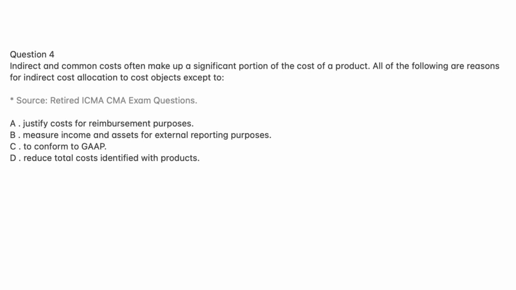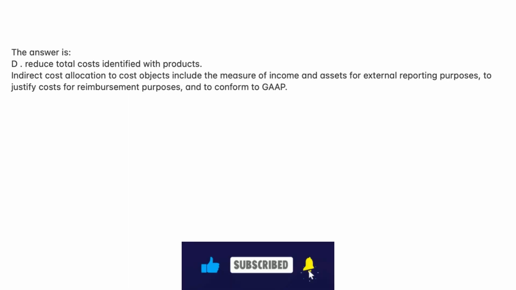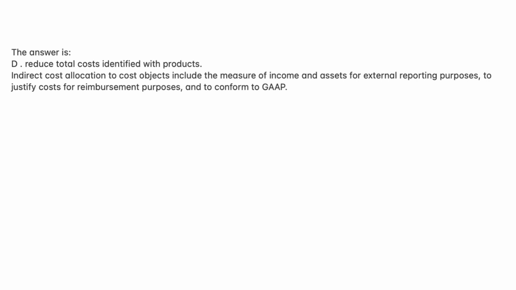Question 4. Indirect and common costs often make up a significant portion of the cost of a product. All of the following are reasons for indirect cost allocation to cost objects except to A. Justify costs for reimbursement purposes. B. Measure income and assets for external reporting purposes. C. To conform to GAAP. D. Reduce total costs identified with products. The answer is D. Reduce total costs identified with products. Indirect cost allocation to cost objects include the measure of income and assets for external reporting purposes, to justify costs for reimbursement purposes, and to conform to GAAP.